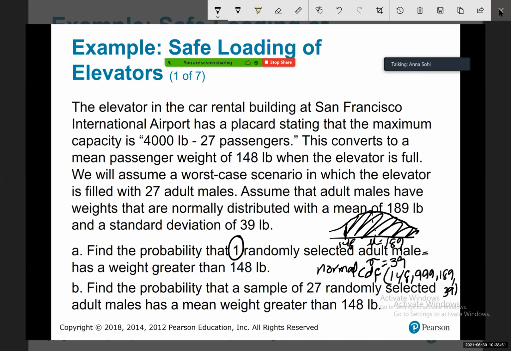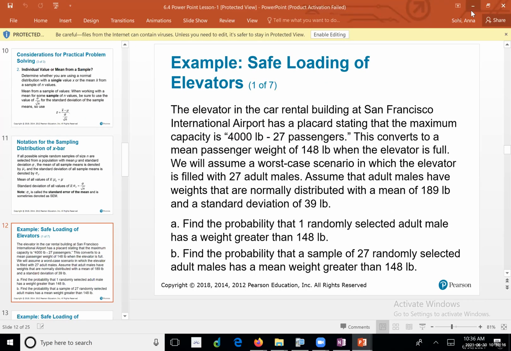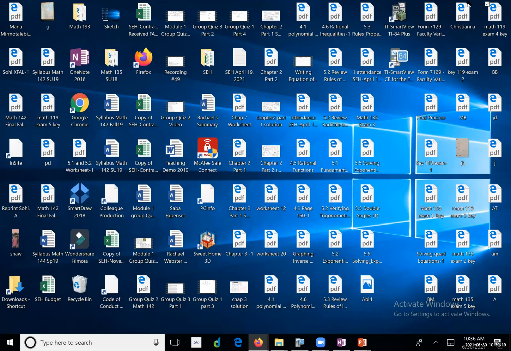So put it to your calculator. Normal CDF 148, 999, 189, 39. Again, that's not the central limit theorem yet because you are selecting one. So I see some of you are already answering. Great. So let's just help me to put it in my calculator.